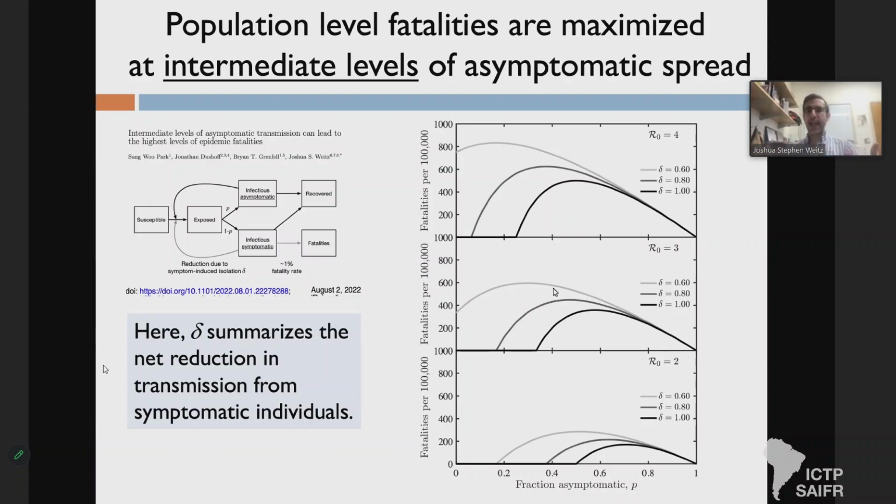Our point here is that the asymptomatic transmission is truly a double-edged sword. Good for the individual, but potentially worse for the population as a whole. That is not something that I think is still widely understood, because it leads to all sorts of downstream consequences.